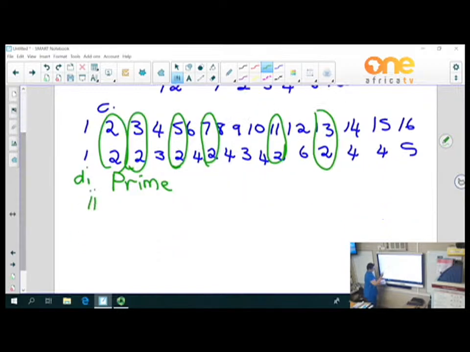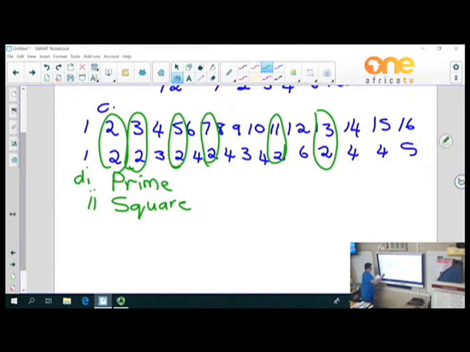Right, D2. Now we ask which numbers have an odd number of factors. And the answer for that one is square numbers. Square numbers have an odd number of factors. So here we can look at 1, 4, and 9. They are our numbers with an odd number of factors that we have there.